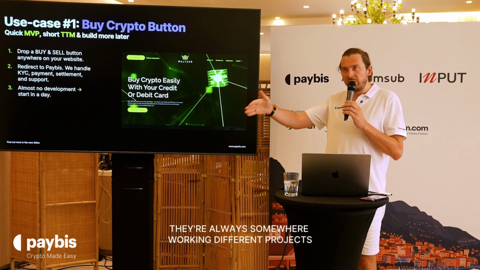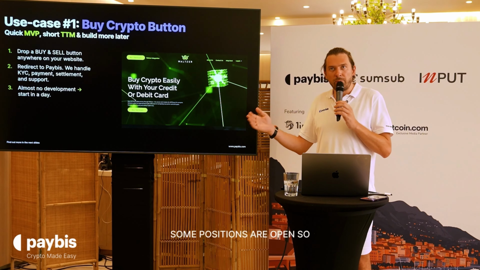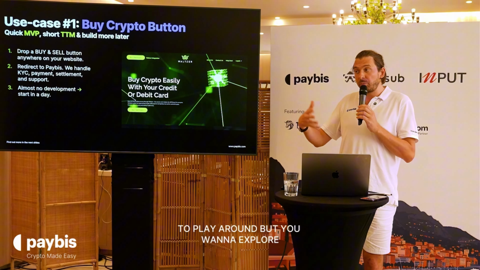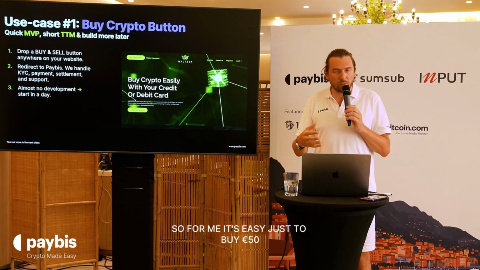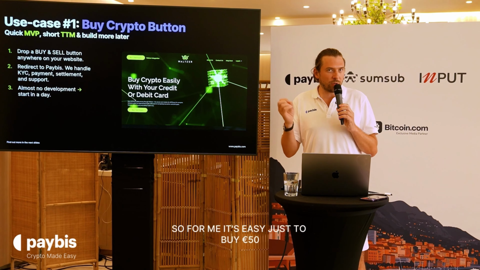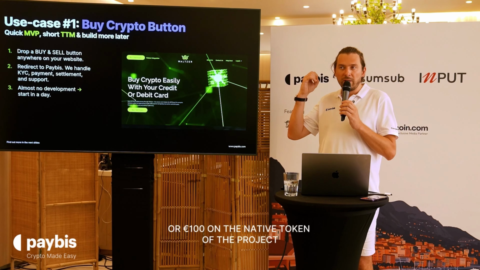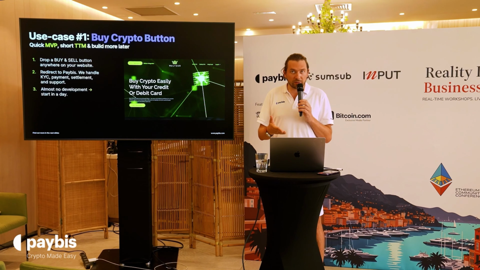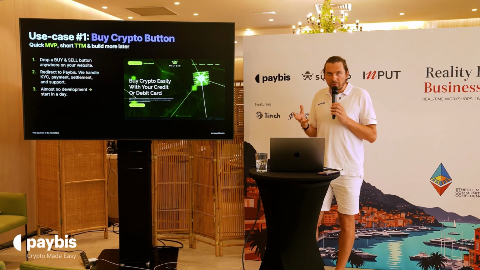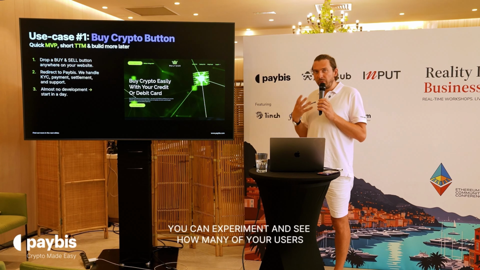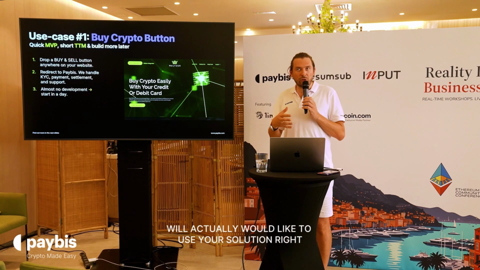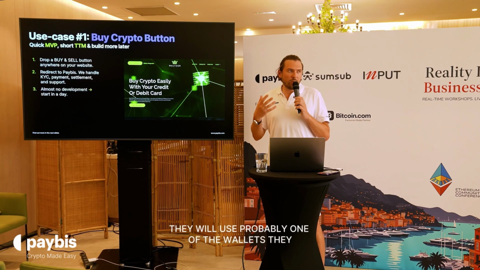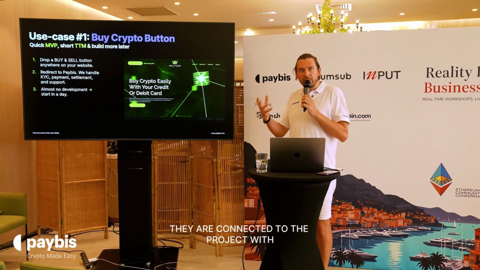My assets aren't idling somewhere. They're always locked in DeFi projects, maybe centralized exchanges, somewhere some positions are open and so on. So you don't have a lot of free funds to play around with, but you want to explore a specific project on a specific chain. For me, it's easy to just buy 50 or 100 euros of the project's native token using Apple Pay and play around with it. If I like it, I move more funds into it. With this simple option, you can experiment and see how many of your users would like to use your solution, because whenever users want to get into crypto, they will probably use one of the wallets they are connected to the project with.